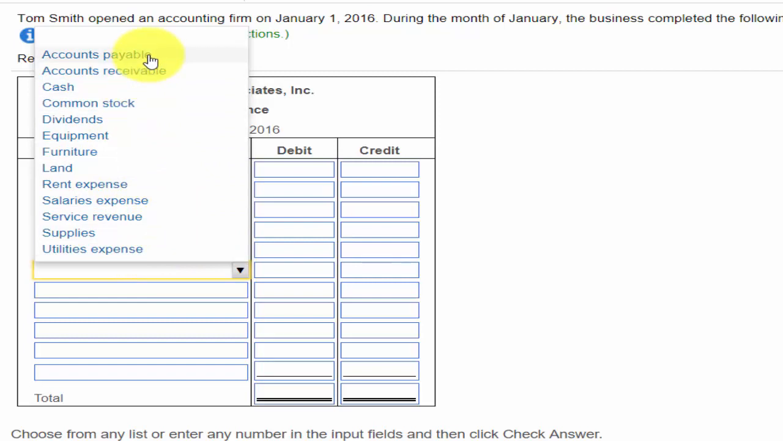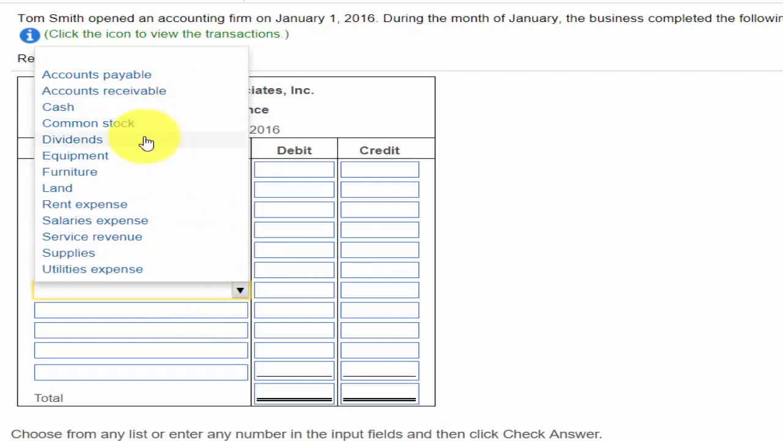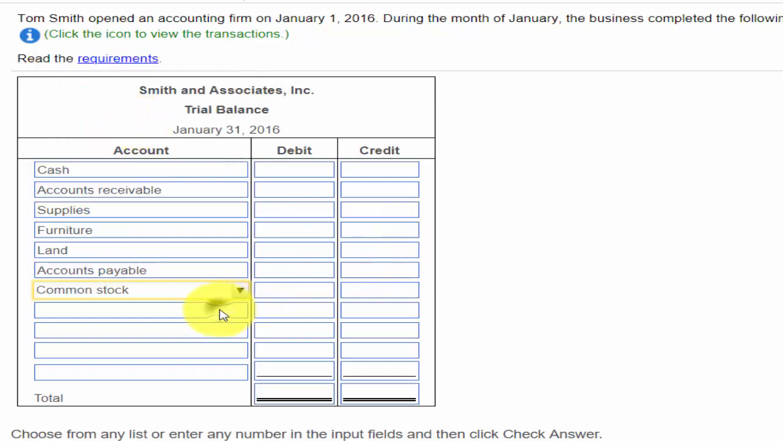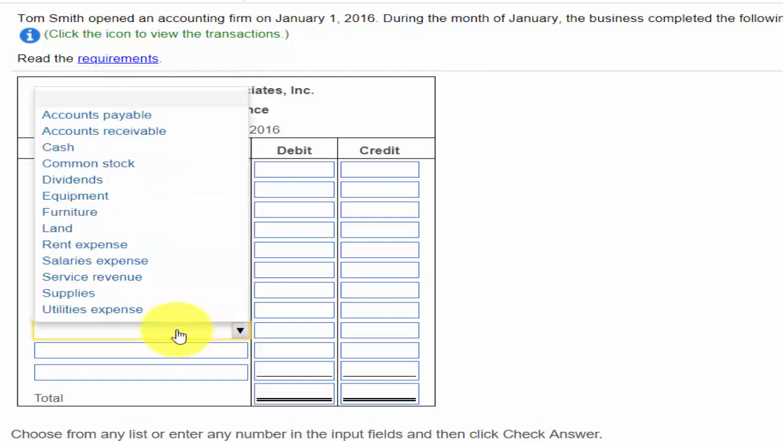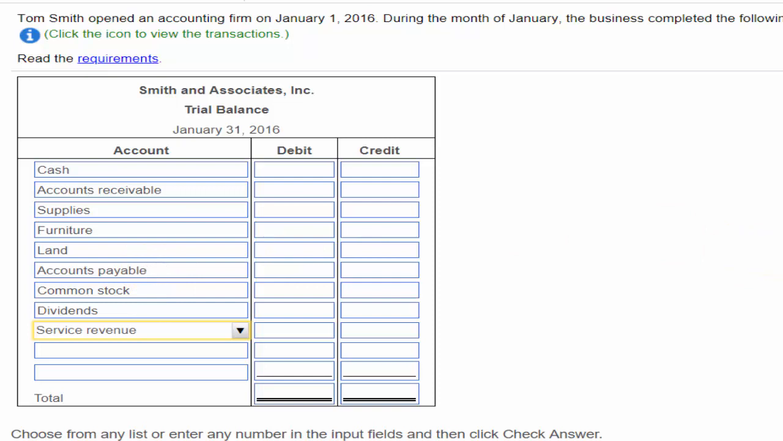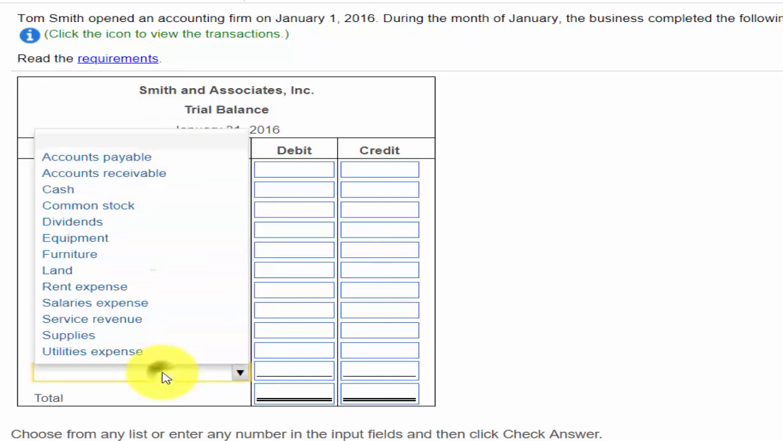After putting the asset accounts, we will put our liability account. Accounts payable; no other liability account is available here. Then we will put the equity accounts, common stock and dividend. Then we will put our revenue account. At the end, we will put our expenses. Here are the two expenses, salary and rent expense.